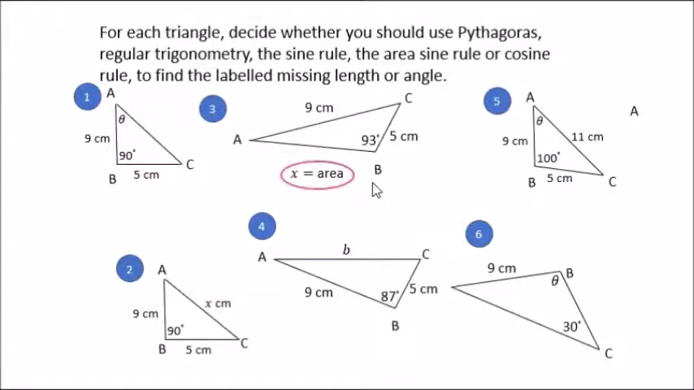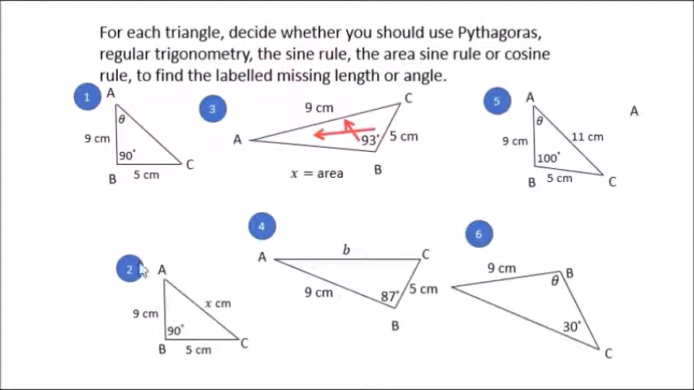Question 3, we're asked to find the area. Because we're asked to find the area, we're going to have to use the area sine rule. However, the area sine rule requires us to know side lengths that are adjacent to an angle that is given, or an angle that we're trying to calculate if we're given the area. So in this case, we can't use area sine rule straight away, but we are going to have to use it. So what we need to do is think about what else we can do.